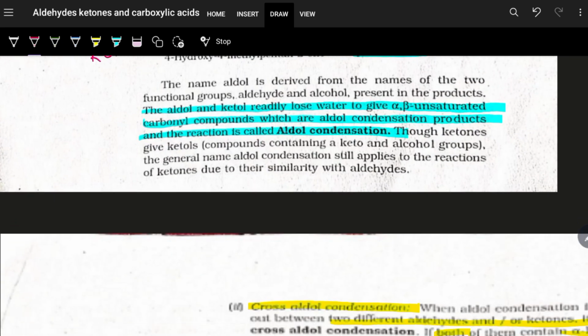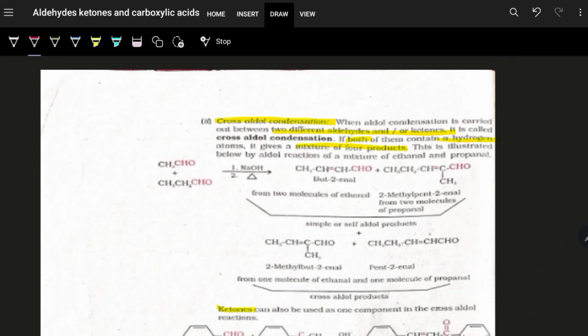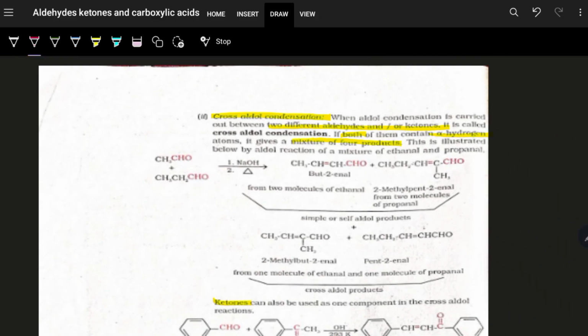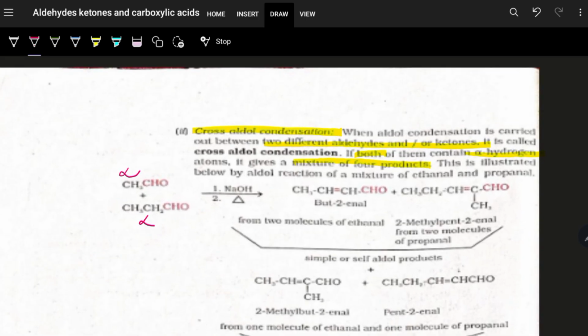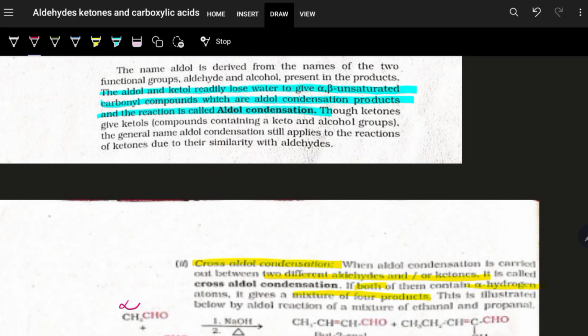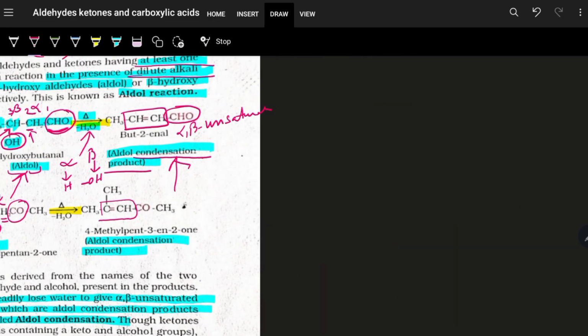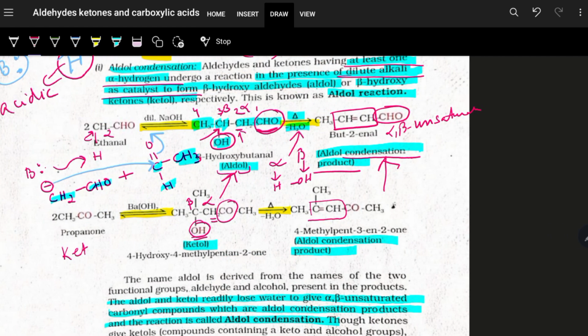Okay. Next, moving on to cross aldol condensation. Cross aldol is a reaction between two different aldehydes. This is also having alpha hydrogen, this is also having alpha hydrogen. So if both are having alpha hydrogen, you will get 4 sets of compounds. One thing let me tell you, if anyone is asking you to draw the structure of the aldol condensation product, then you have a technique.